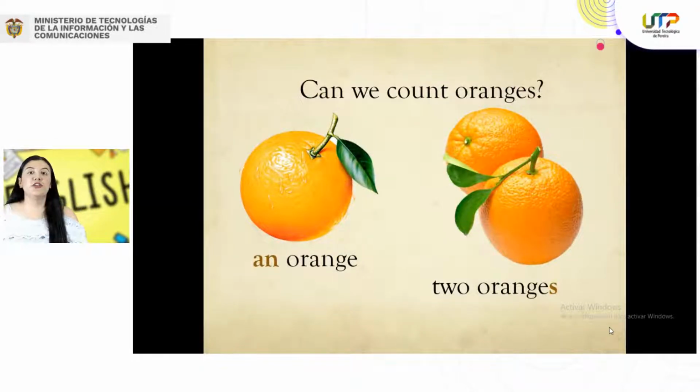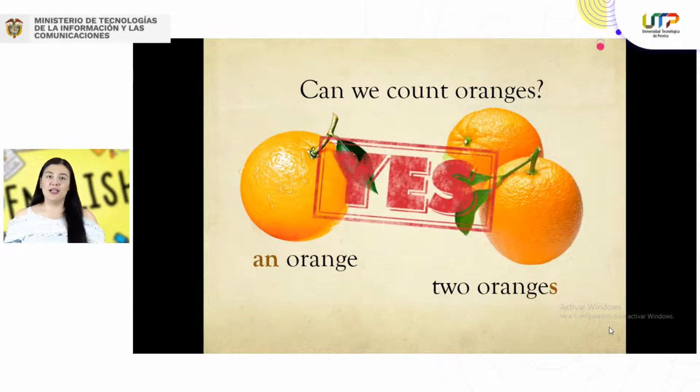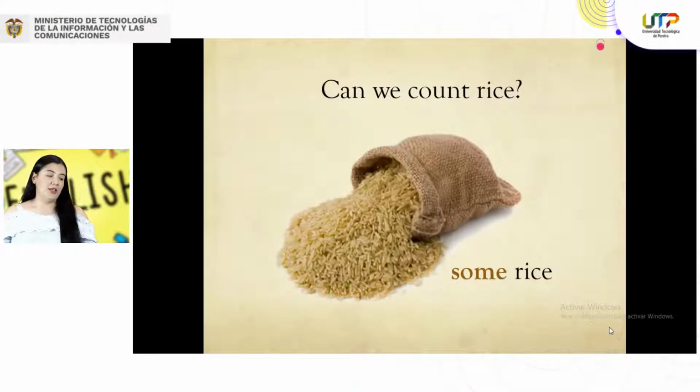So the first question is, can we count oranges? Yeah. Can we say 1 orange, 2 oranges? Of course, right? Look, an orange or 2 oranges. Claro que sí, ¿cierto? Sí se pueden contar las oranges. Oranges are countable nouns. Now, let's take a look at the next one. Oh yes, Luisa, countable, very nice.